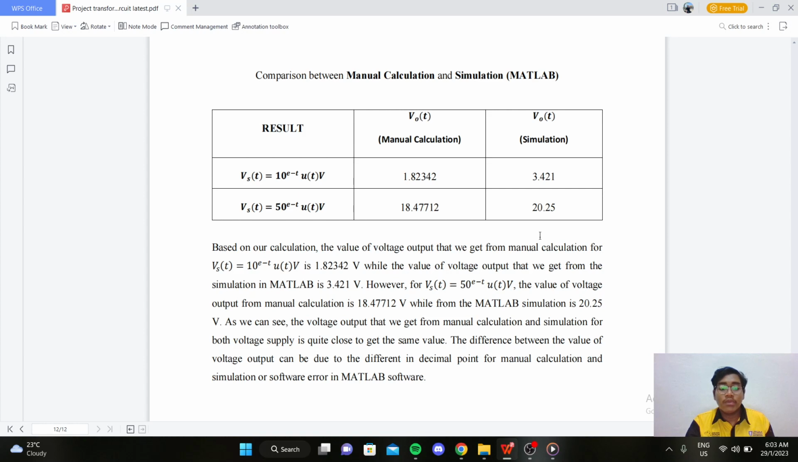The difference between the voltage output values can be due to the difference in decimal points for manual calculation and simulation, or maybe a software error in the MATLAB software.